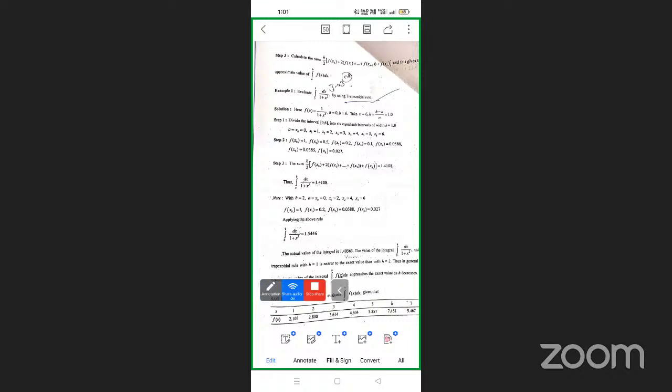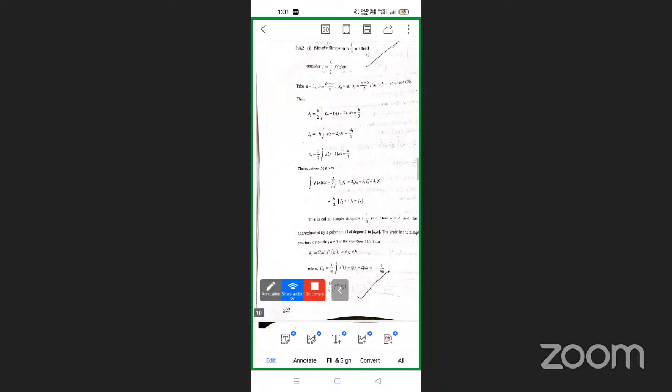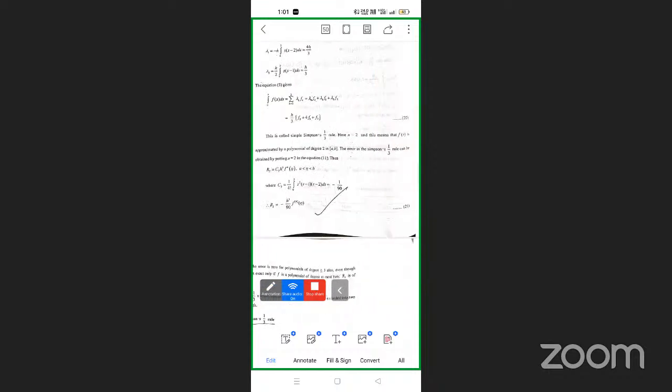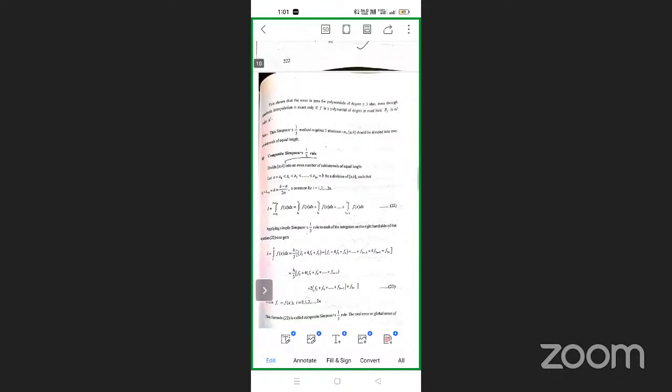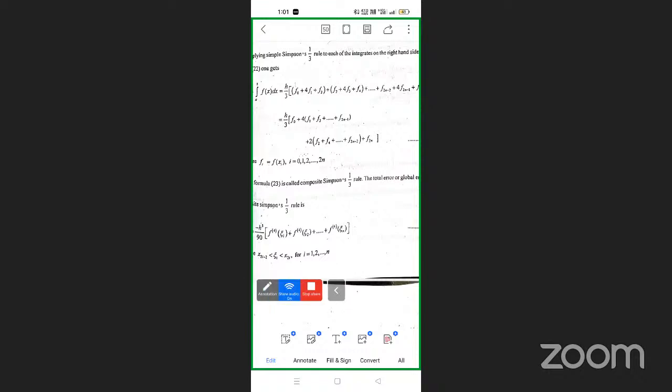Next class, Simpson's 1 by 3rd rule and Simpson's 3 by 8th rule. These two methods are also based on formulas only. So this is the formula for Simpson's 1 by 3rd rule.